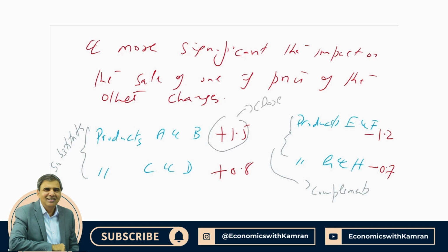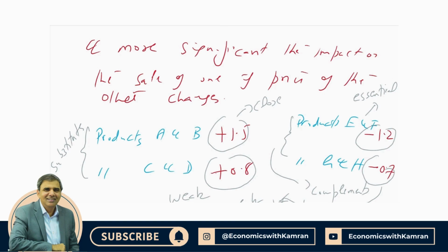Whereas plus 0.8, it is a substitute, but it is a weak one. XED as 1 is less than 1. It's a weak substitute. Minus 1.2, complement, more than 1. It is an essential complement. This complement is very important for the business. Minus 0.7, again a complement, but a weak one. It's not that important. A weak complement. A complement that is not so important.